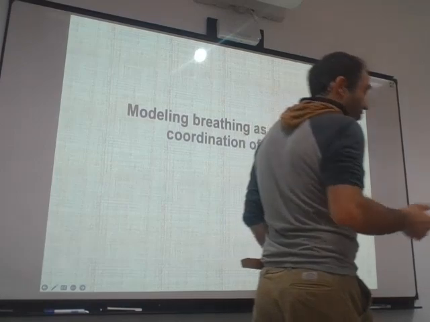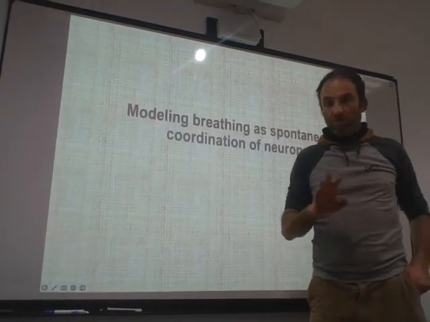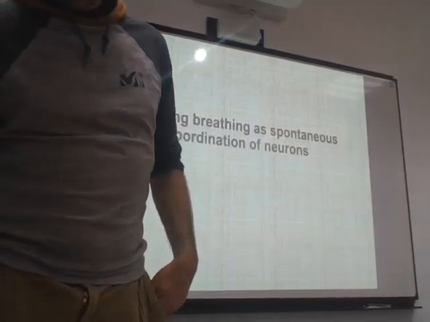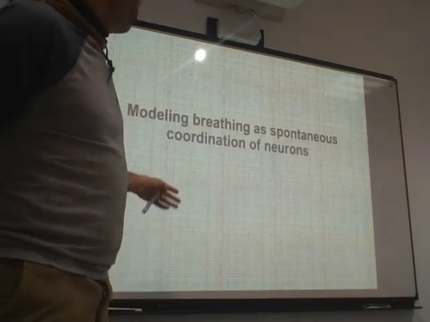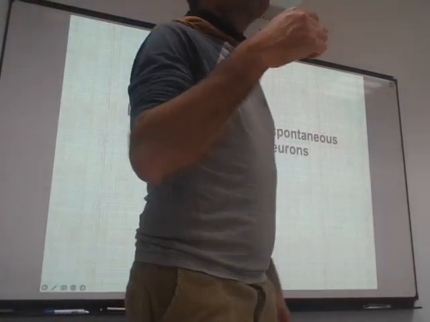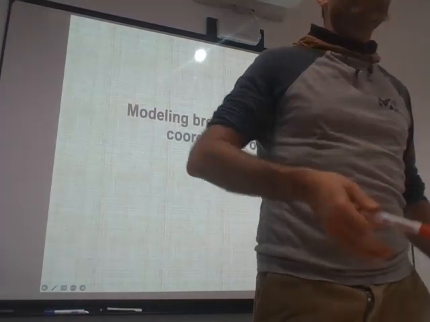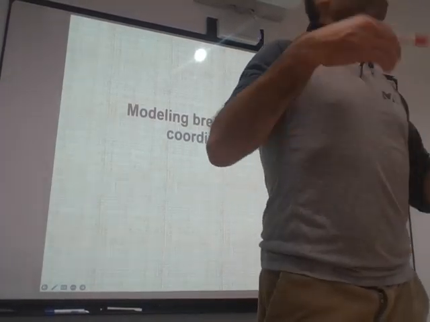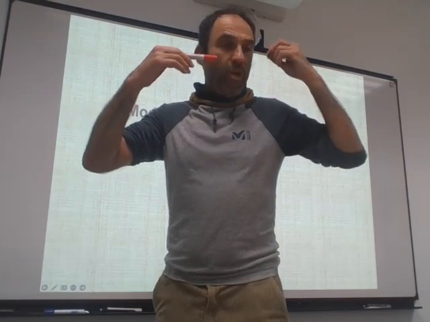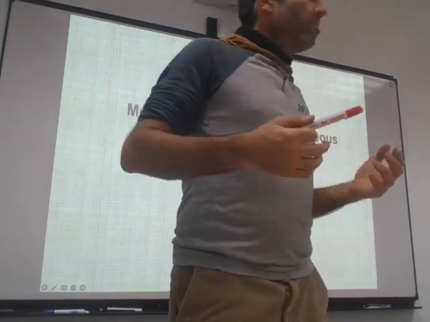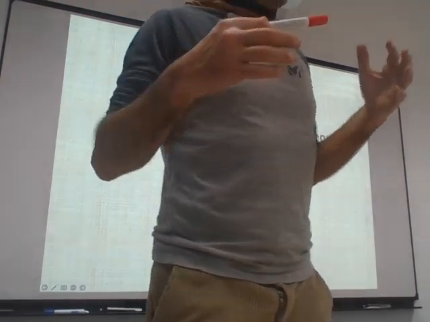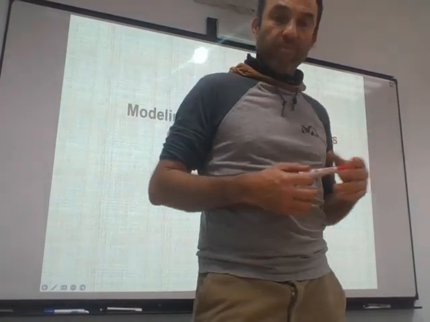The next, this came before. So now we change a little bit of subject, but with the same idea. And this is a question we asked many years ago. How do you model breathing as a spontaneous coordination of neurons? You know, when you breathe, you have inspiration and expiration. What is important is the rhythm of inspiration. When you inhale, that's the moment where you have to activate your muscle. When you exhale, they have actually already been doing the job, and now you have just to relax.